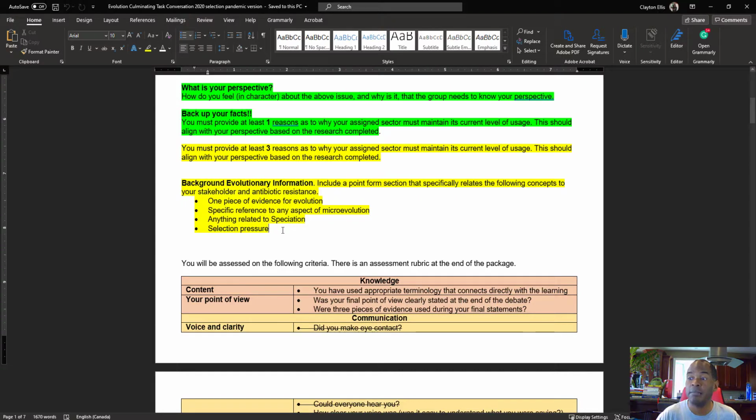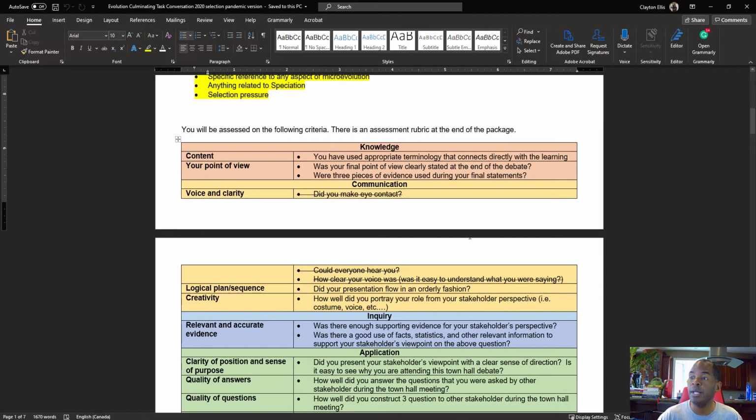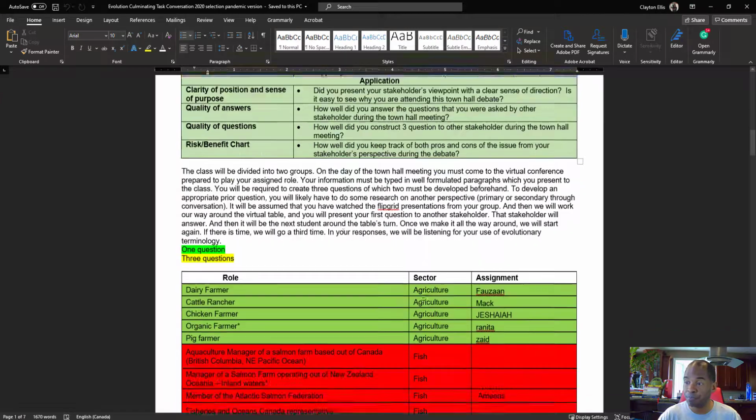And of course, selection pressures. Okay, so directional, disruptive, stabilizing, sexual. There's a number of different selection pressures. So these things should be in your backup. So these are very specific, big ideas from the past 3 weeks. This is how I'll be kind of assessing you as we do the town hall and the Flipgrid, and I watch you.